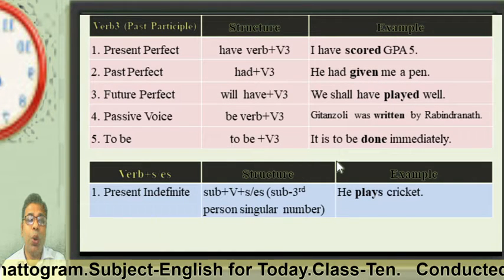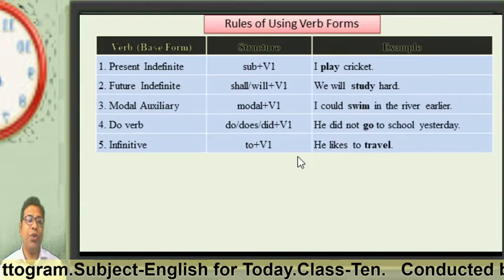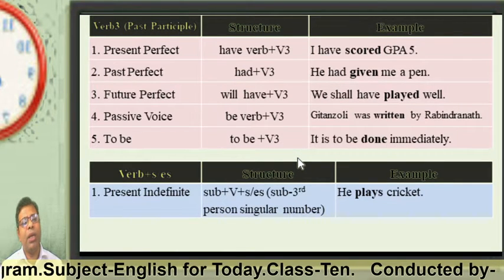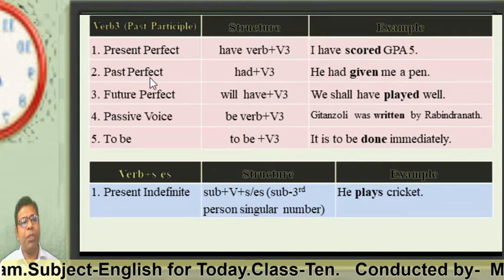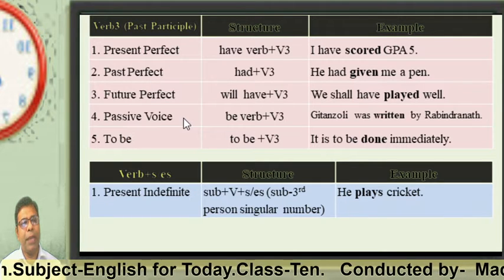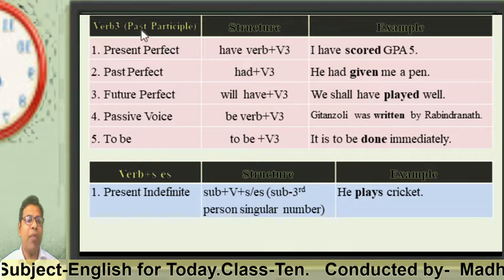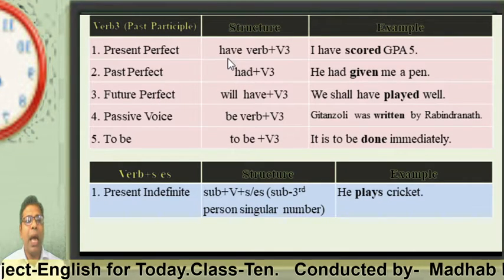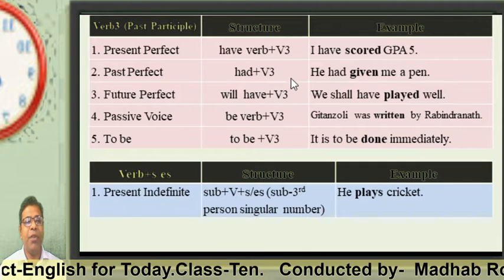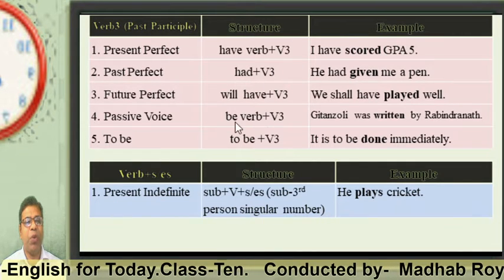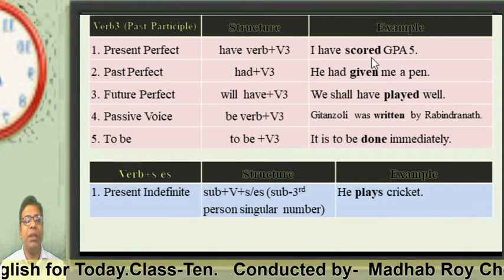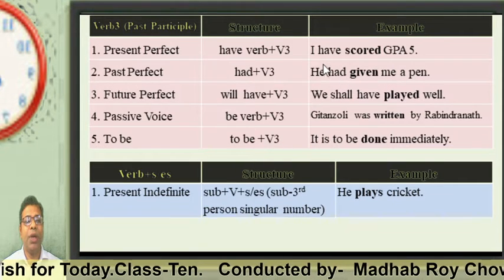Dear students, when used V2 form, that means past participle. In case of present perfect, past perfect, future perfect, passive voice, and to be. After these 5 terms, you need to use V3 form. Have V3, had V3, will have V3, will be V3, will to be V3. I have given examples here. Some examples are here. Dear students, look.